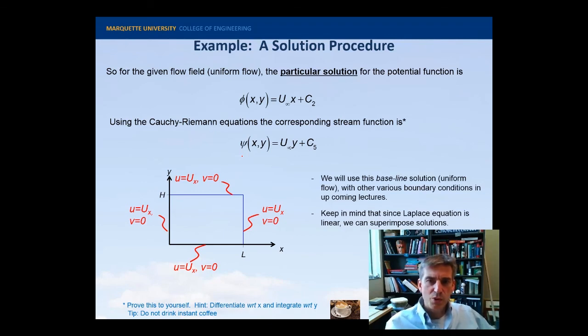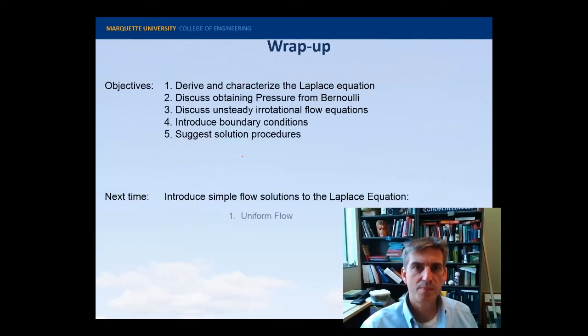We'll use this baseline solution. This is the uniform flow solution, as I mentioned earlier, and this is one of what I'm going to call the building block solutions that we're going to talk about in the next several lectures, where we build up to more complicated solutions. And keep in mind that although this is a simple linear solution, I can add to it more and more complex solutions to build up very complex flows.